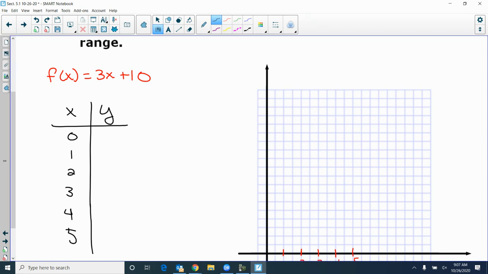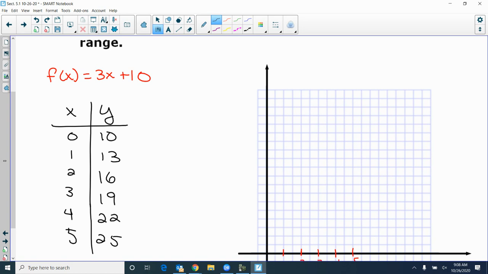What do you got? Okay, good. Not yet, don't graph it yet. Rachel, what do you got when we plug in 0? I got 10. Okay, what did you get when you plugged in 1? Good, keep going. 16, 19, 22, 25.